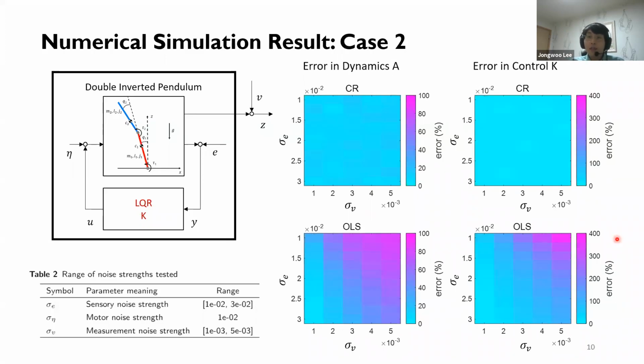The difference between the two methods is more evident in the second case. And again, the proposed method on the top row gives us very small error, while the bottom row shows you that, especially, the controller gain error reaches up to 400%.